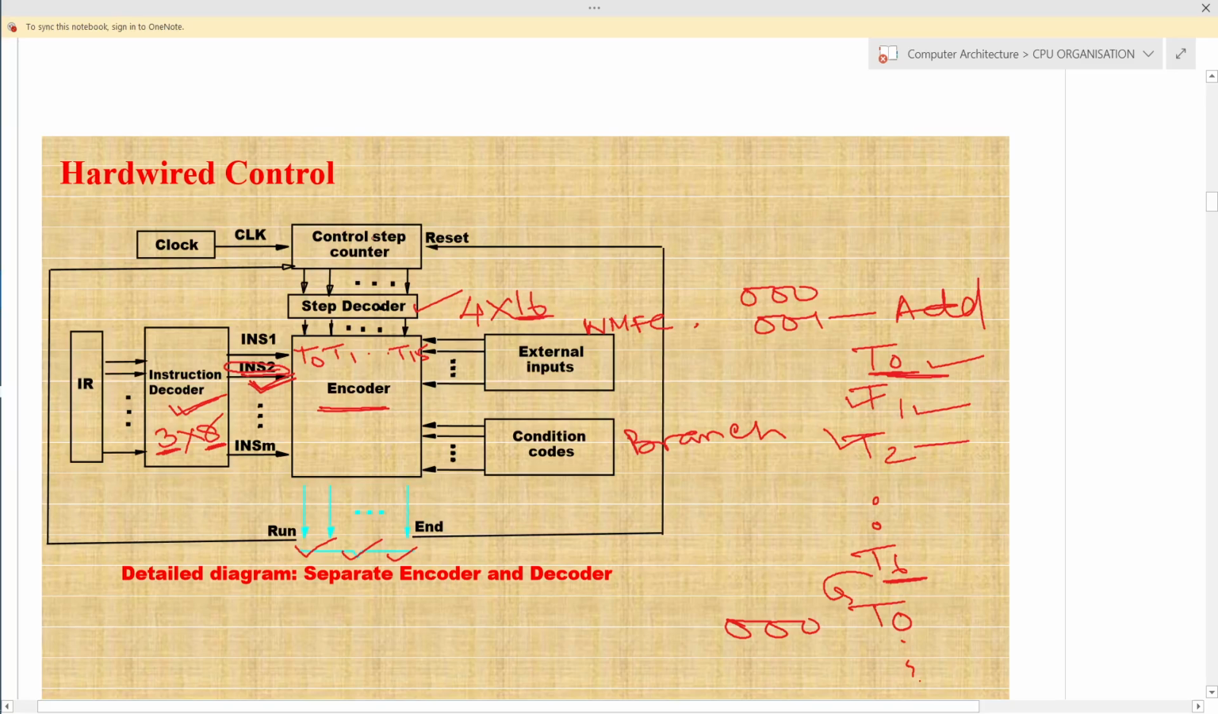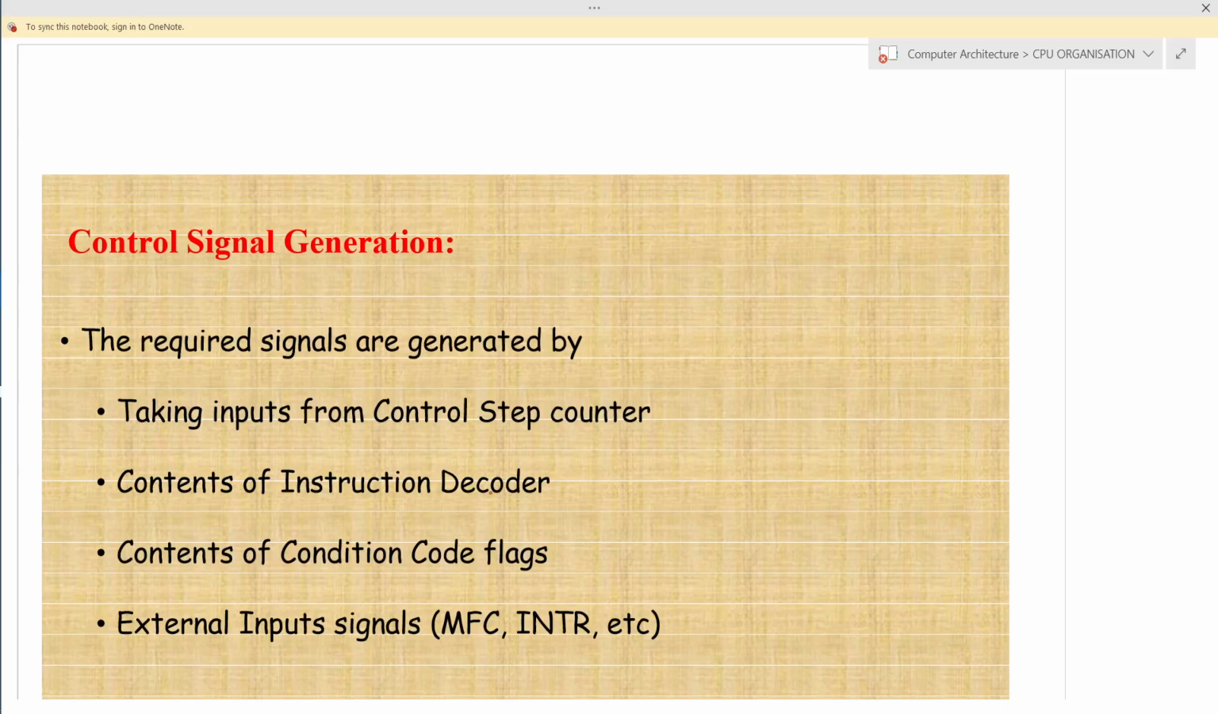So now we have to discuss each block in the hardware control unit. First, the control signals are generated by taking the inputs from all the blocks like the control step counter, instruction decoder, condition codes, and external inputs. We have to go one by one. First, the step counter and step decoder.